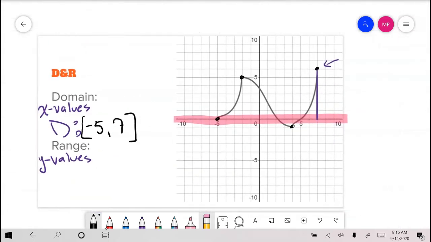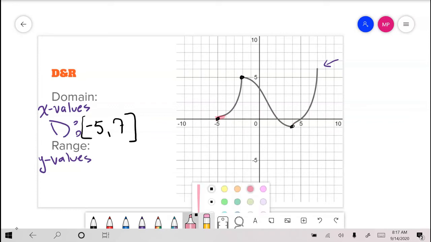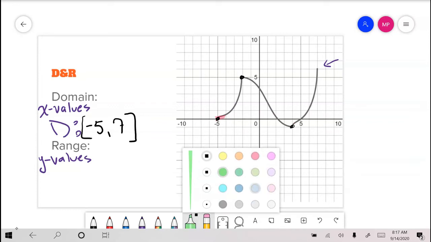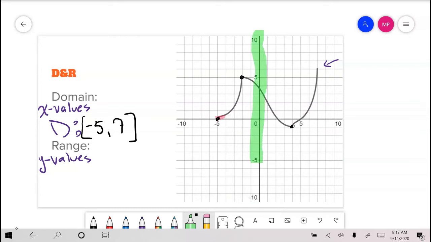So we're looking for the lowest y value and the highest y value. We're going to remember with range, it's the y values. So we're going to highlight the y-axis in just a second, so we know what to be looking for. So we have our y-axis right here. And so if we're looking for the lowest y value, we're just going to follow along the graph to see where it lands, and it looks right about here is probably the lowest point for the y value. So remember, up and down.